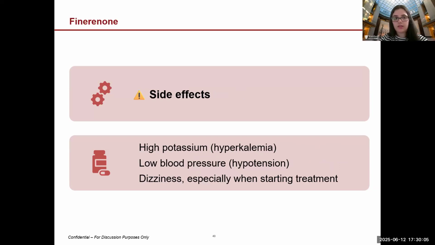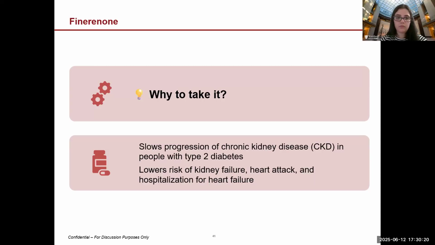And some of the side effects that this medication may or may not cause include high potassium, it can lower blood pressure, and it can cause dizziness, especially when starting the treatment. So why this medication is usually prescribed and needs to be taken is to slow the progression of chronic kidney disease in people with type 2 diabetes. It can also lower the risk of kidney failure, heart attack, and hospitalization for heart failure.